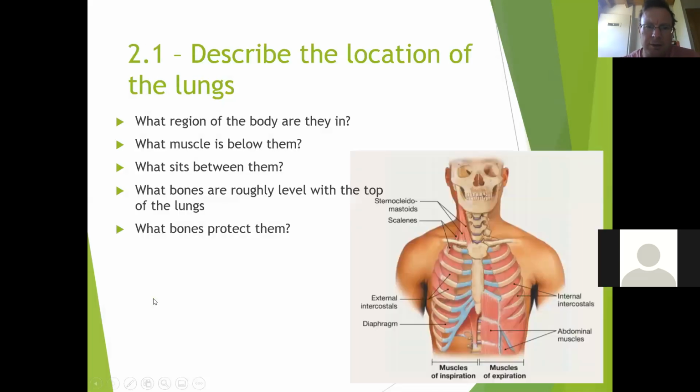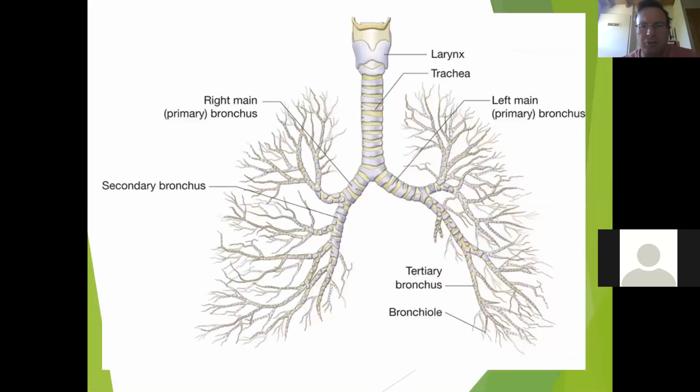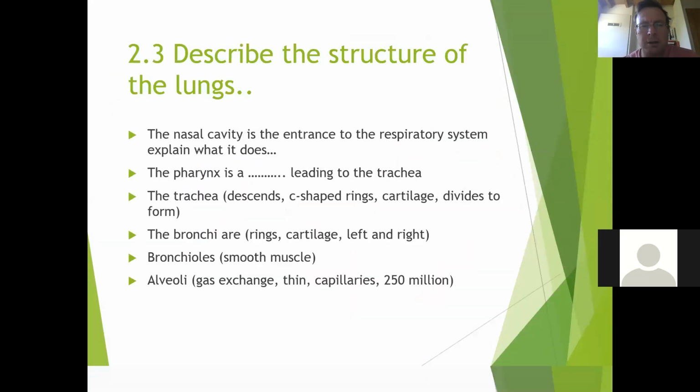Let's go through here. We went through our various sections, so some of these pictures will be common. This is the point we ended at last week. We described the structure of the lungs, and I was asking you to expand your explanation here. The nasal cavity is the entrance to the respiratory system, and we're talking about how it warms, moistens and filters.